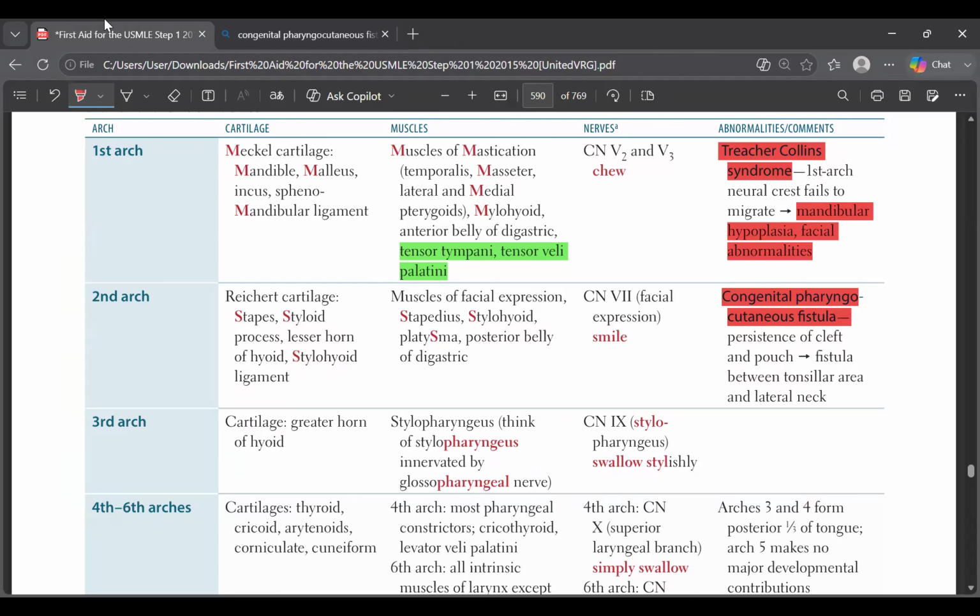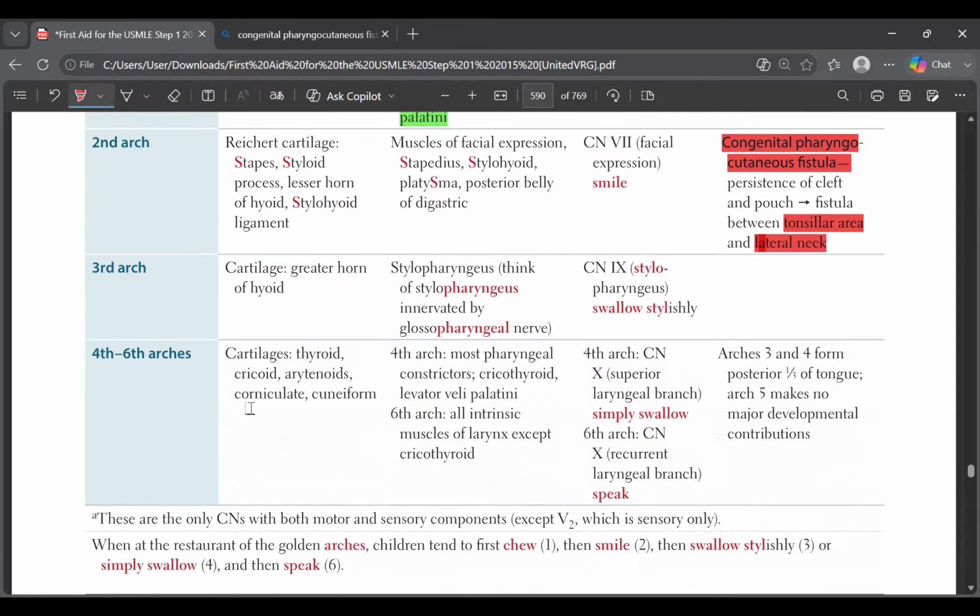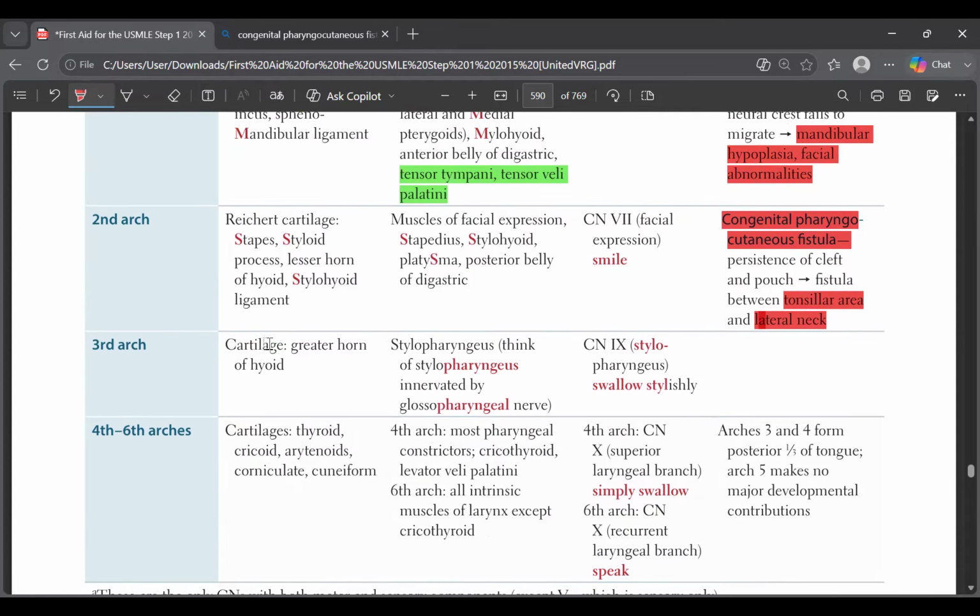So there's continuous flow of, it is the persistence of the second cleft and pouch and the fistula between tonsillar area and lateral neck. So the tonsillar area in the mouth and the lateral neck, and there's continuous saliva through it. Right. So the third arch has a cartilage of the greater horn of hyoid.